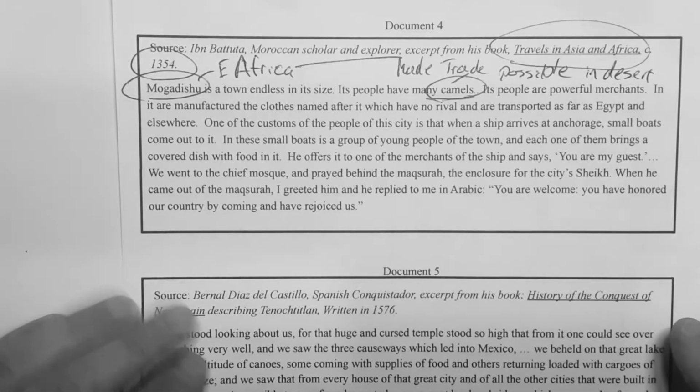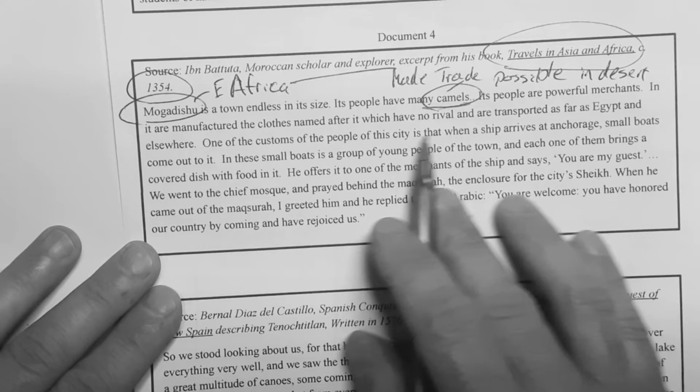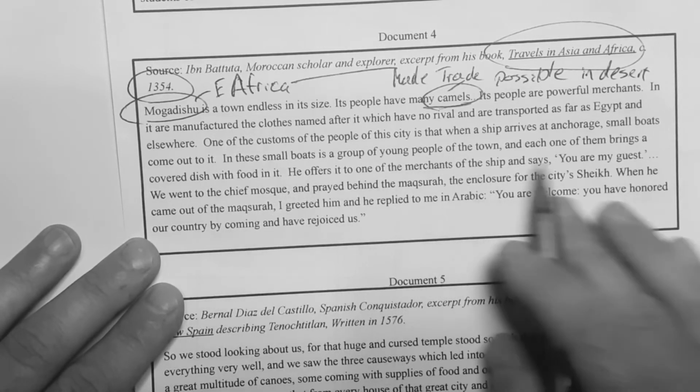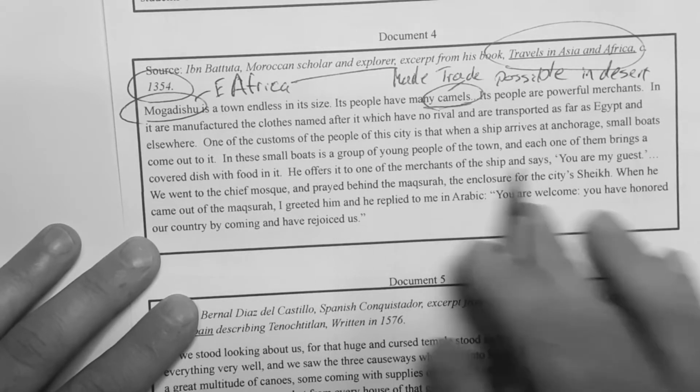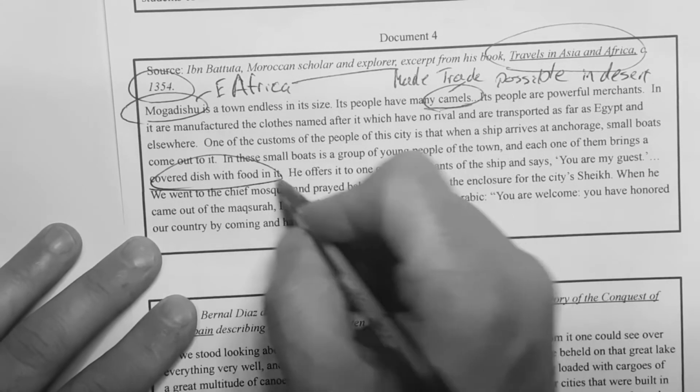Its people have many camels. Its people are powerful merchants. In it are manufactured the cloths, named after it, which have no rival and are transported as far as Egypt and elsewhere. One of the customs of the people of this city is that when a ship arrives at anchor, small boats come out to it. In these boats, a small group of young people of the town, each one of them brings a covered dish with food in it. And this was a custom.